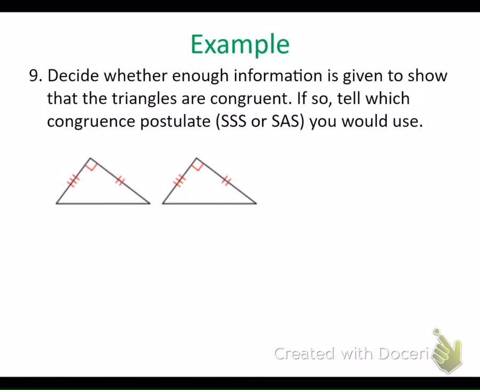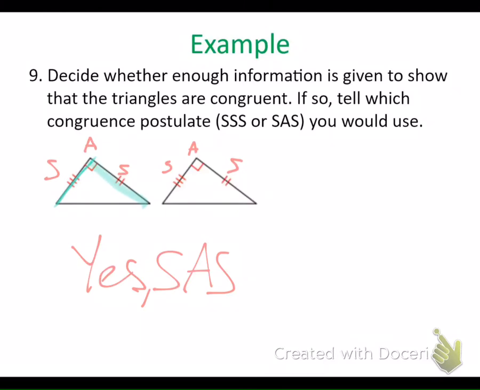So it's going to ask if there's enough information. So this one is side, angle, side, side, angle, side. So we're going to write yes, side, angle, side. Now we have to double check too that when we trace over our sides, they form that angle. When we trace over those sides, they form that angle.